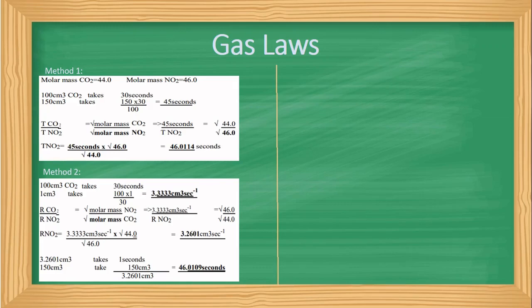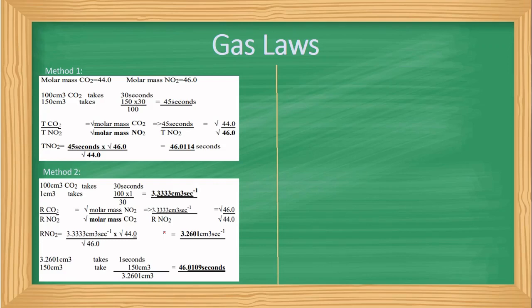So the rate of the first gas divided by the rate of the second gas is equal to the square root of the molar mass of the second gas divided by the molar mass of the first gas. So this means that 3.333 divided by the rate of R2, let us call it R2, is equal to the square root of 46 divided by the square root of 44.